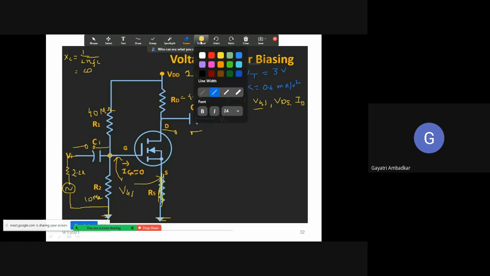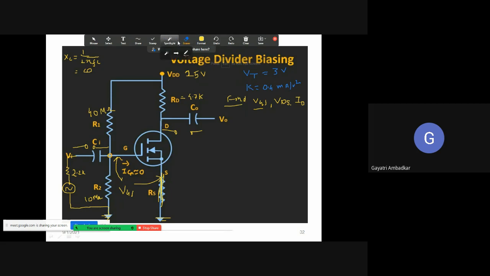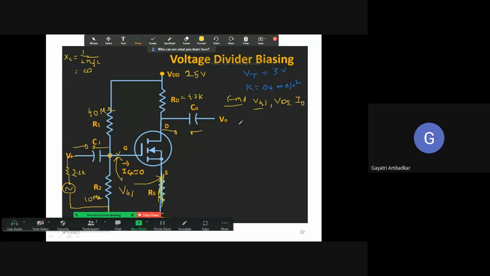What is VGS? It is the voltage between this point and this point. Now this is also ground and this is also ground, and moreover there is nothing. So your VGS is nothing but VG. VGS is nothing but the gate voltage, meaning gate to ground. VGS is nothing but VG.